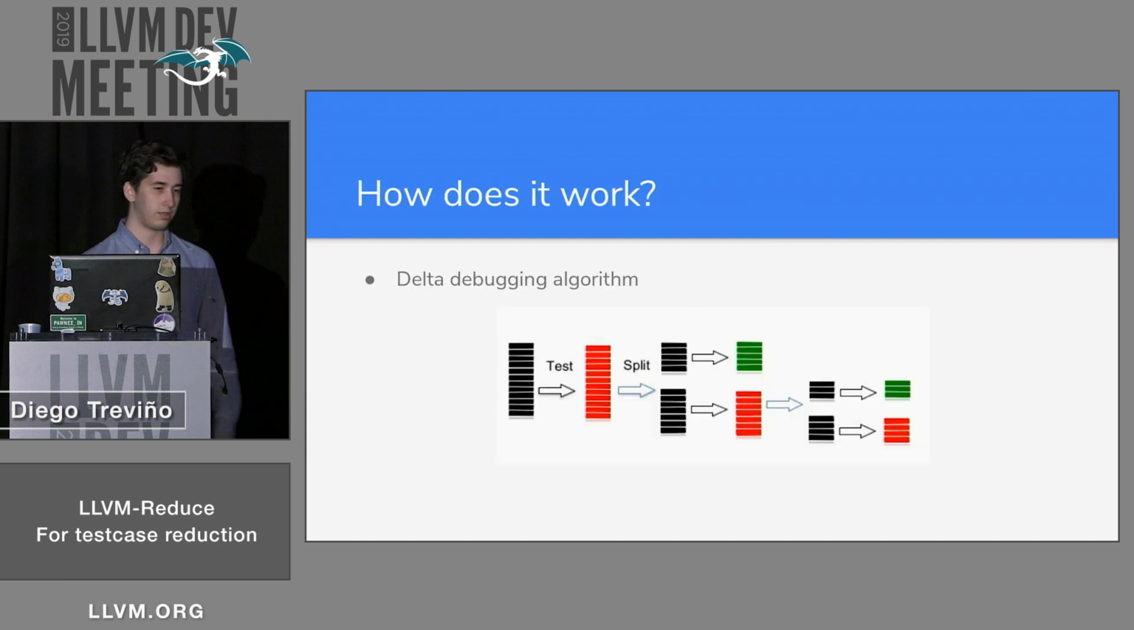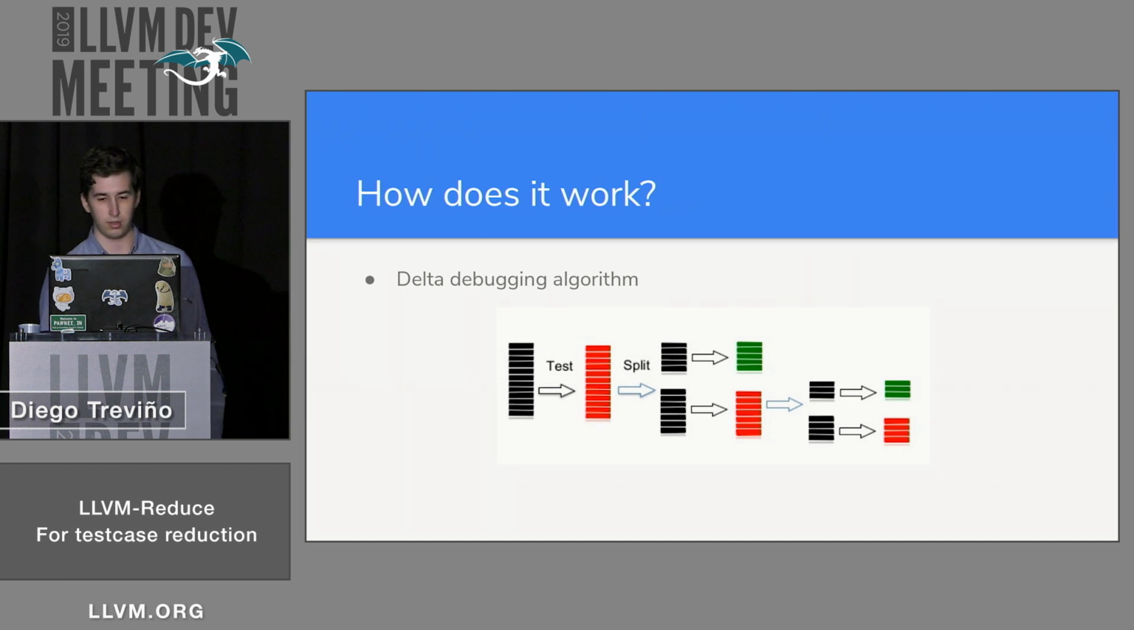So the general gist is it tests a given amount of targets. That might be lines of code, functions, metadata, and so on. And it splits them and tests out various combinations, as you can see in the graphic, until it finds the minimal amount of parts that reproduce the interesting behavior.